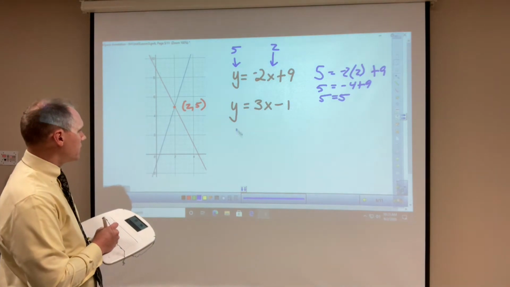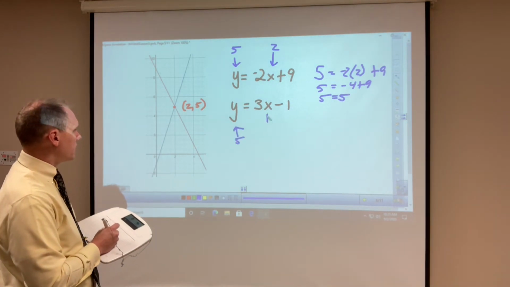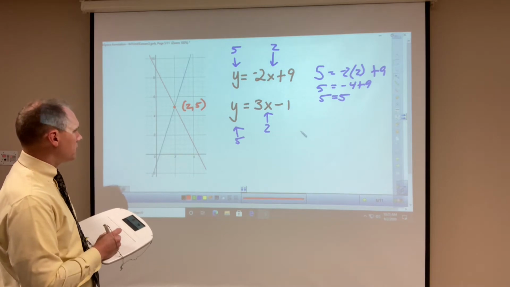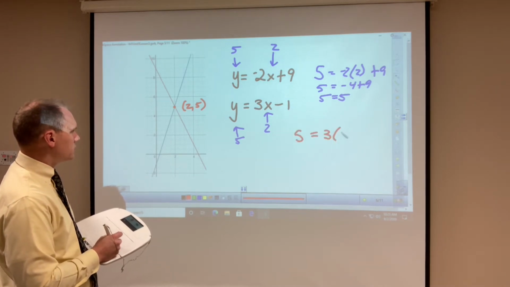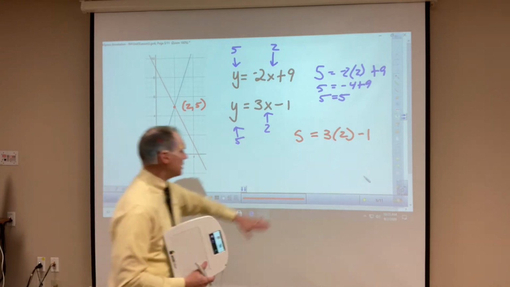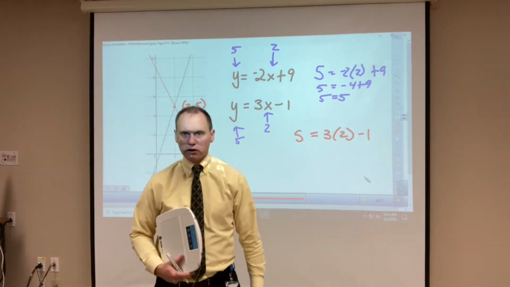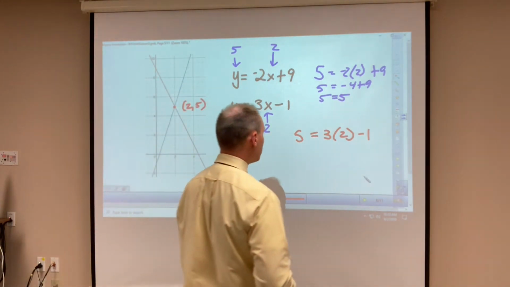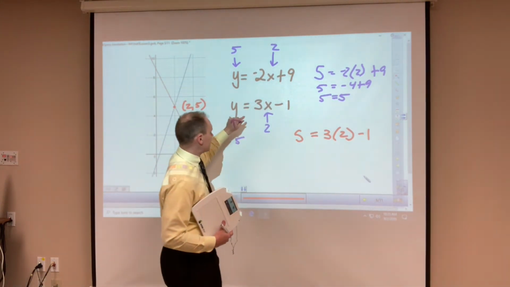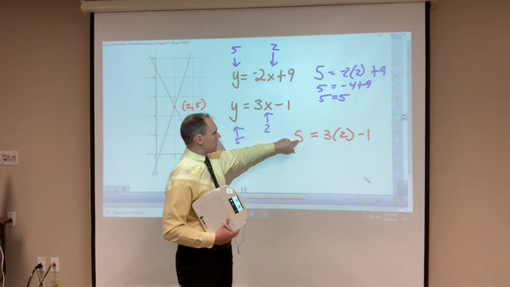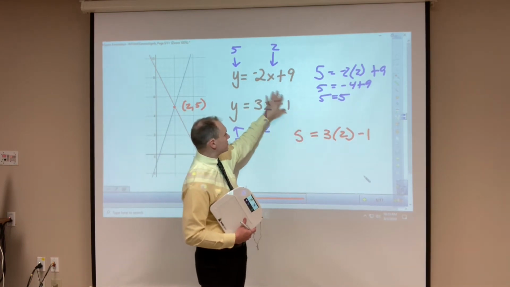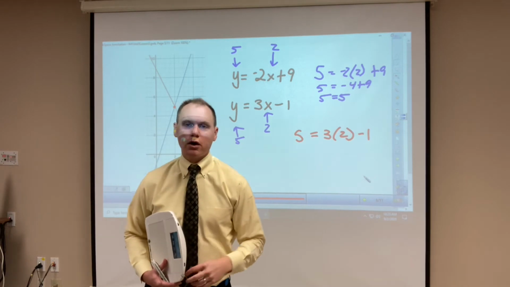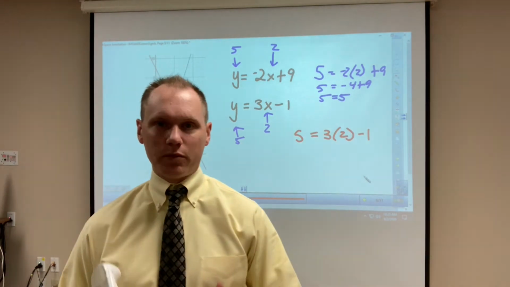Let's check it for this one. When y is 5 and x is 2, we get, I'll do this in maybe red, 5 equals 3 times 2 minus 1, so that's going to be 6 minus 1, and you get 5 again. So it's also equivalent. Now it's just a coincidence, though. I want to make sure and point this out. It's kind of a coincidence that both have 5 equals 5. There are other situations in which it won't be the same number.